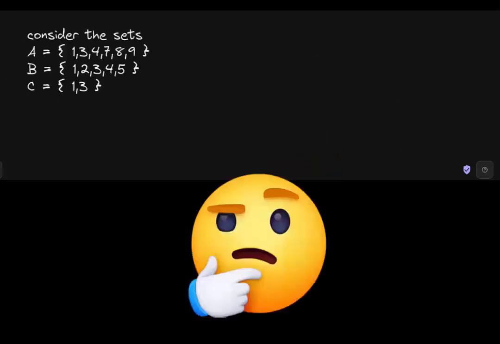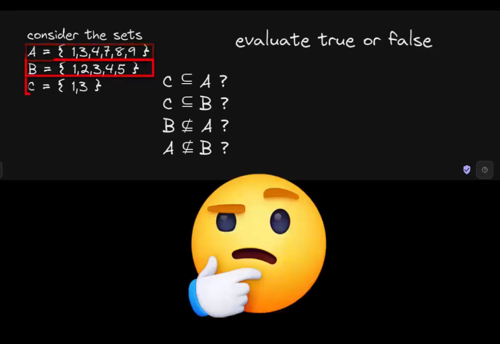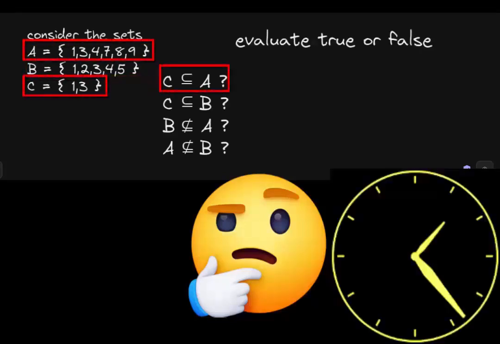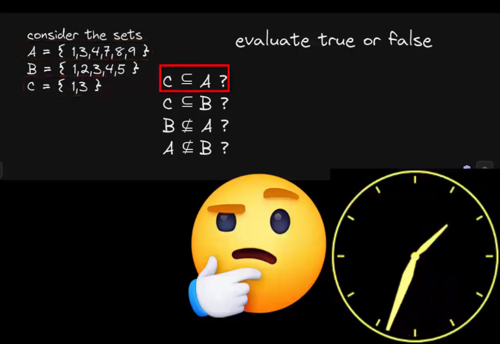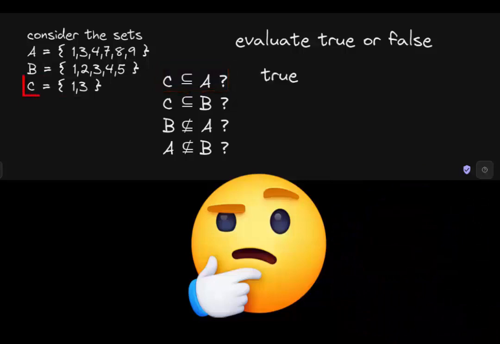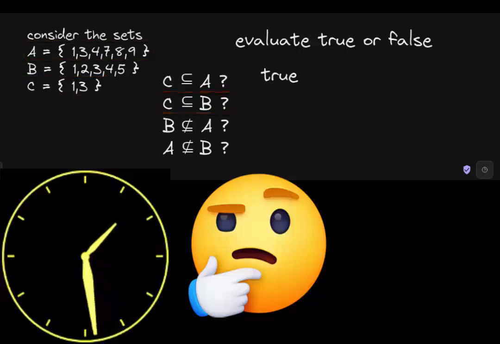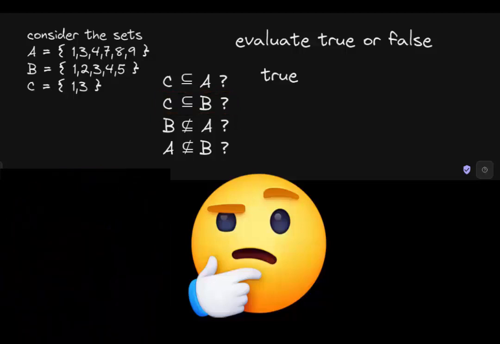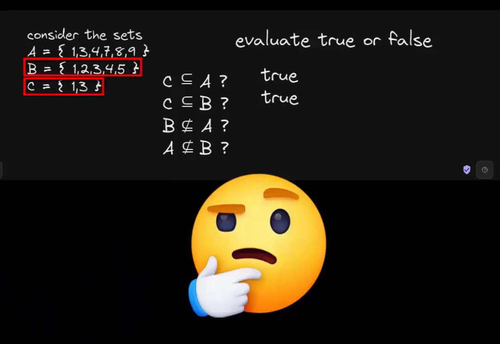Now let's consider these 3 sets, A, B, and C. C is a subset of A, true or false? That's true. 1 and 3 are part of set A. C is a subset of B, true or false? True. B contains all C elements.